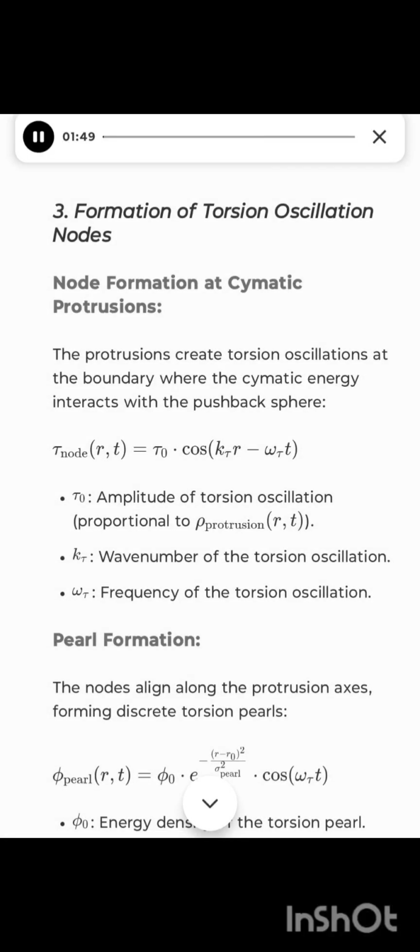Node formation at cymatic protrusions. The protrusions create torsion oscillations at the boundary where the cymatic energy interacts with the pushback sphere. Tau_node(r, t) equals tau_0 cos(k_tau r − omega_tau t), where tau_0, the amplitude of the torsion oscillation, is proportional to rho_protrusion(r, t), k_tau is the wave number of the torsion oscillation, and omega_tau is the frequency of the torsion oscillation.